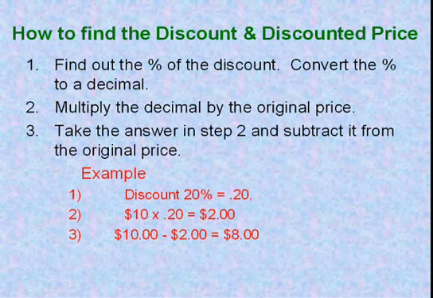You just can't forget that last step of subtracting, because otherwise you are going to get a teacher that looks at you and says, "How is the item $2 if it was 10 and it's only 20% off?" So you have to use some reasonableness there.